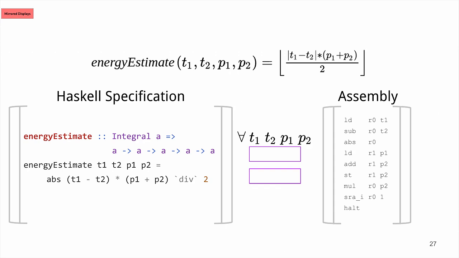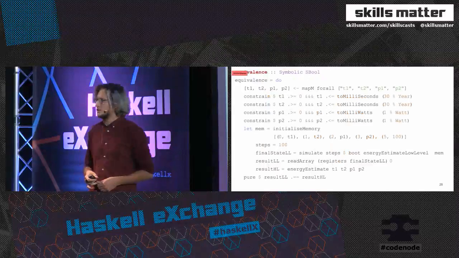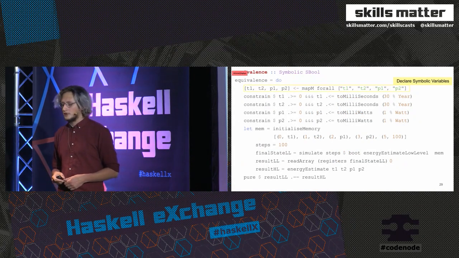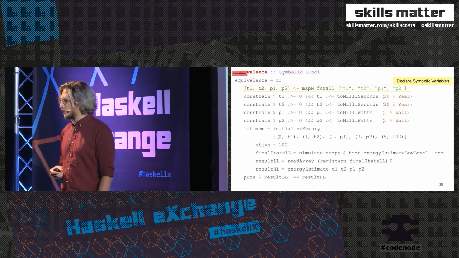So we can do that with symbolic execution. I will show you the syntax that's used. I'm using a Haskell library called SBV, which is a generic Haskell library for basically symbolically executing almost any Haskell code. And it's very useful. Right, so we formulate our equivalence as this kind of theorem. So we return a symbolic Boolean. And first we universally quantify over the 4 values we have, so the 2 time points and the 2 power values.